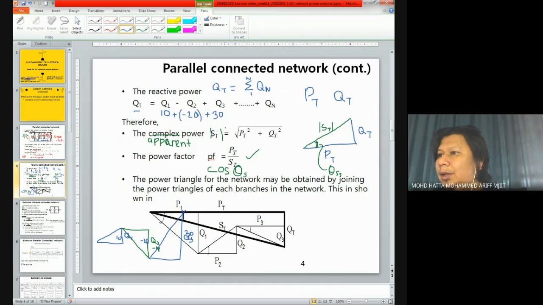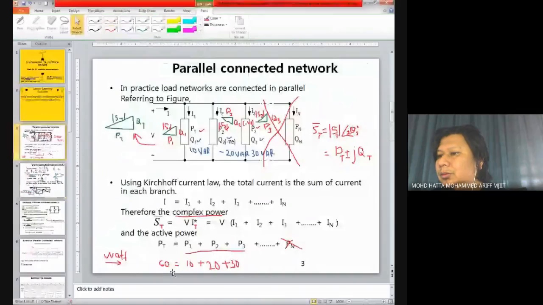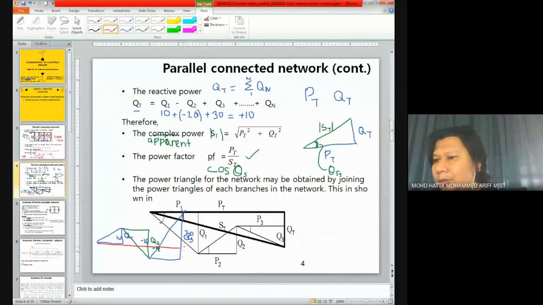And if we combine all these reactive powers, the total reactive power is a positive 10. So if we try to combine all these three power triangles, we start over here: P1, 10 plus 20 plus 30. Here we have P equal to 60. And for the Q, we will have 10.